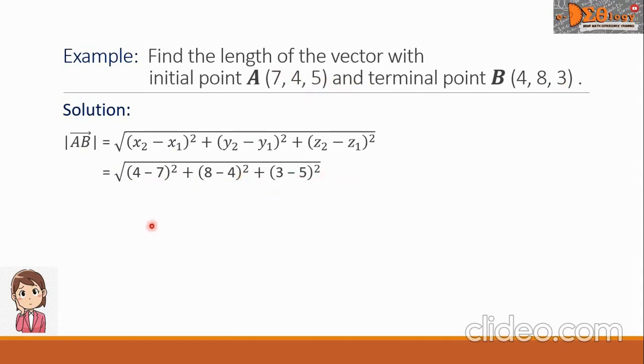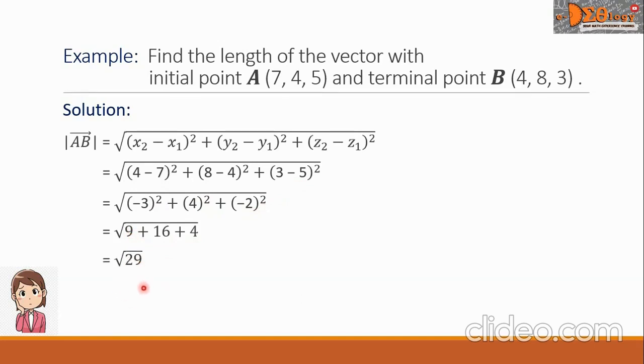Then let us simplify further. 4 minus 7 is -3, then this is squared, plus 8 minus 4 is 4, we put the square, plus 3 minus 5 is -2, and this is squared. So we have now 9 plus 16 plus 4. And the final answer will be square root of 29.